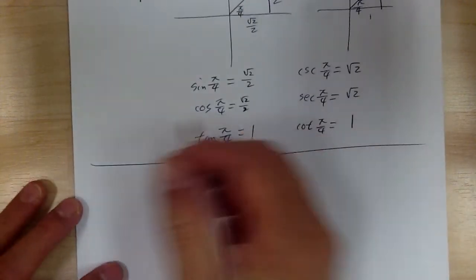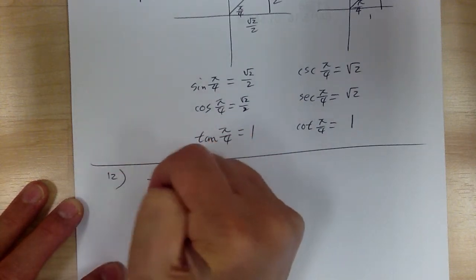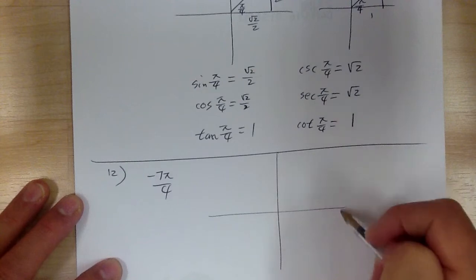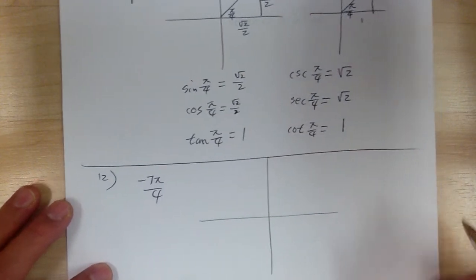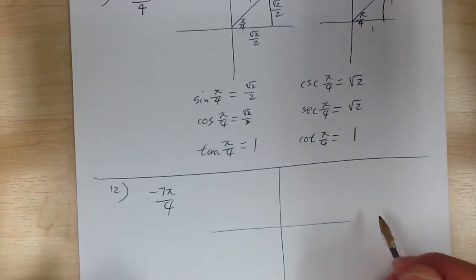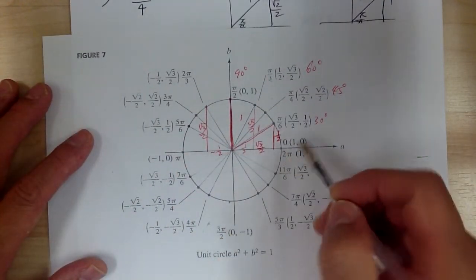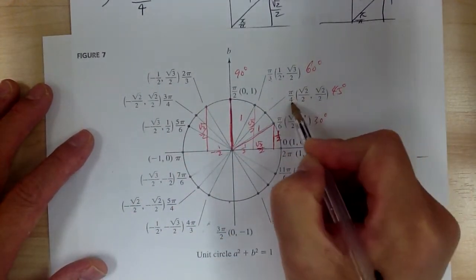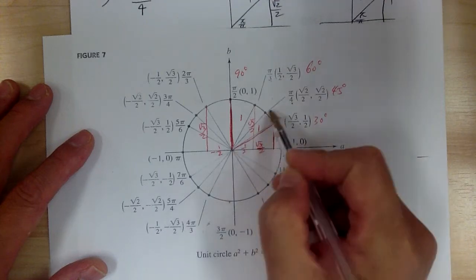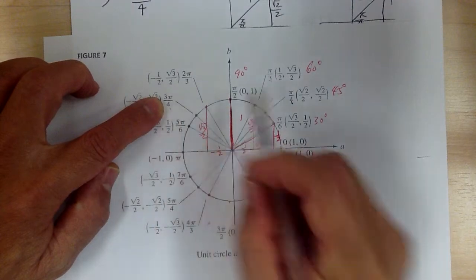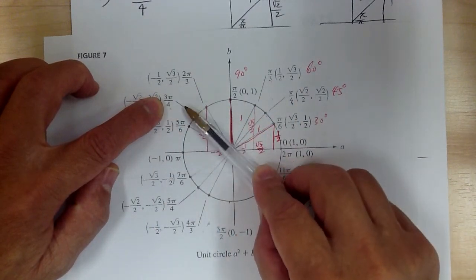Okay, let's go to number 12. You have negative 7 pi over 4. So you have to go this way, right? So by the way, for the unit circle, if you notice that when you have something over 4, it's always halfway, right? See pi over 4. See the 3 pi over 4. So when you have over 4, it's always halfway.